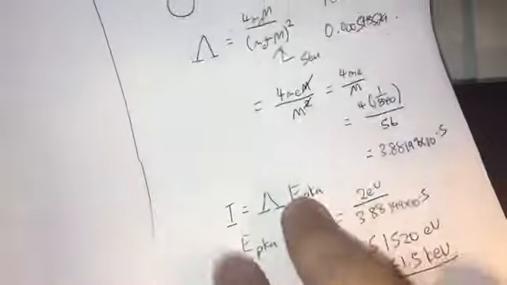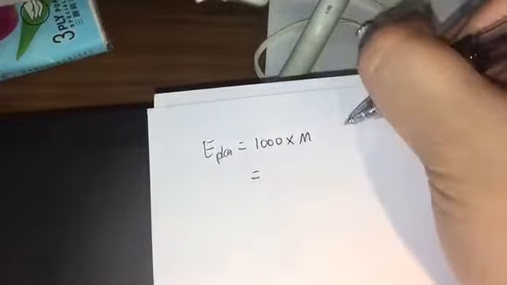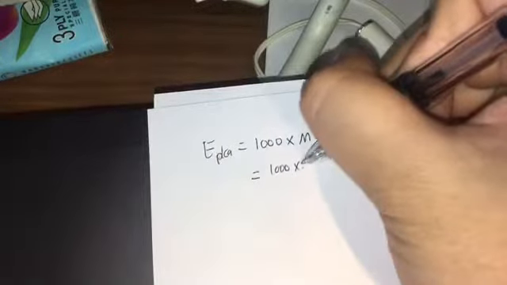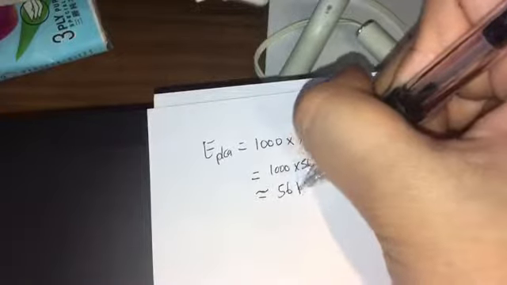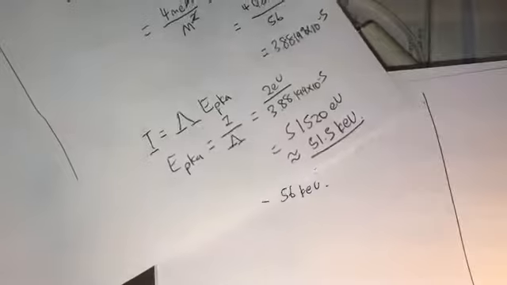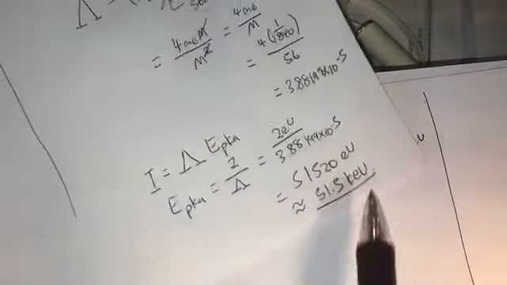And of course, if you want to remember a rule of thumb, the energy of the PKA equals 1000 times M. This is a good rule of thumb. So if you have iron with a relative atomic mass of 56, that's 1000 times 56, which equals 56 keV. Now look at how close it is to this number. This is a rule of thumb estimate so that you don't have to calculate lambda every time, for I equals 2 eV. But now you understand how we get these numbers.